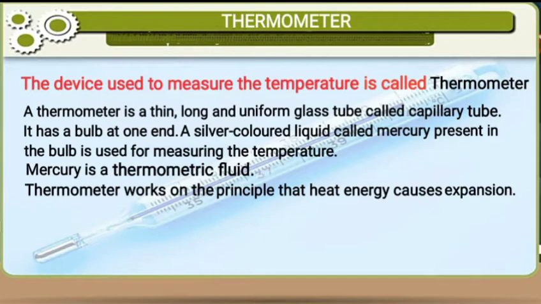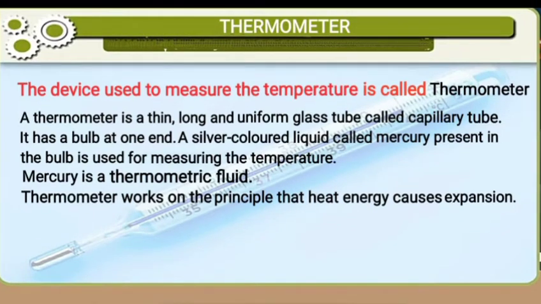So, talking about the expansion of liquids, how do we get to know the temperature from it? When the bulb of a thermometer is placed in contact with the body, the shining thread of mercury, that is the liquid, expands and moves up in the narrow capillary tube. And we get to know the temperature by simply reading the graduation corresponding to the mercury thread.